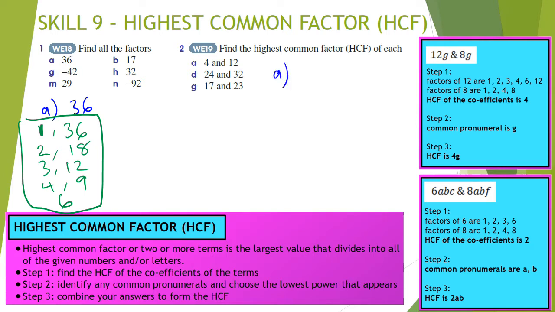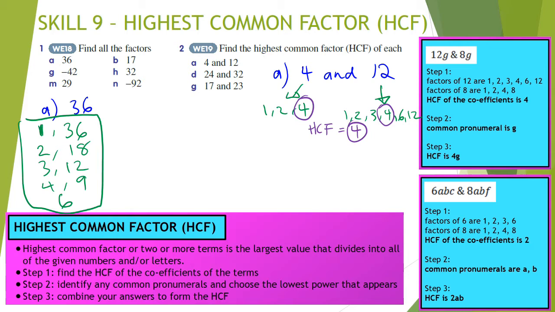Question 2 is a bit more specific to the skills we're looking at developing, and that's highest common factor. So the two numbers in question 2a are 4 and 12. What we can do is list the factors of each number. For 4, they're 1, 2, and 4. For 12, they're 1, 2, 3, 4, 6, and 12. The highest number that appears in both lists will be the highest common factor. In this case, the highest common factor is 4.